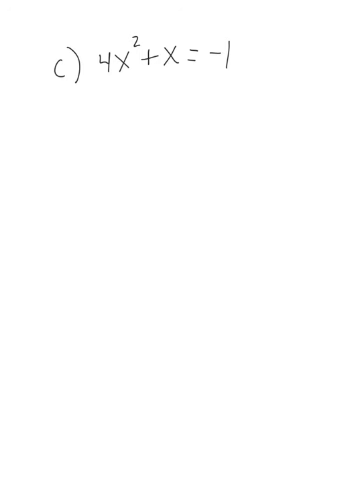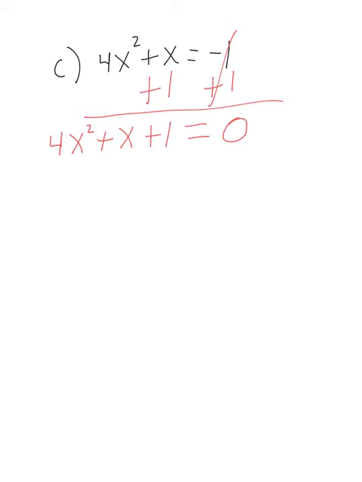Same directions for question C. We're going to solve by using quadratic formula. We have 4x squared plus x equals -1. Step 1, we need to get our equation into standard form. So let's add that 1 to move it over to the left side. Then I'm going to rewrite the mess on the left side in descending order. So I got 4x squared first, then plus x, then plus 1 equals 0. So my equation is now in standard form.